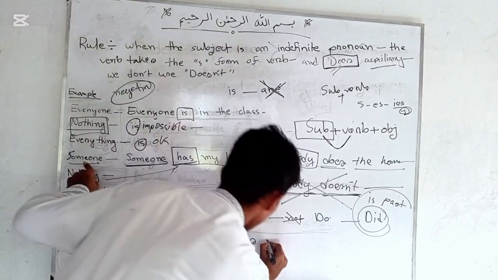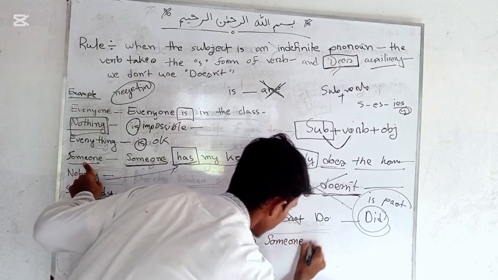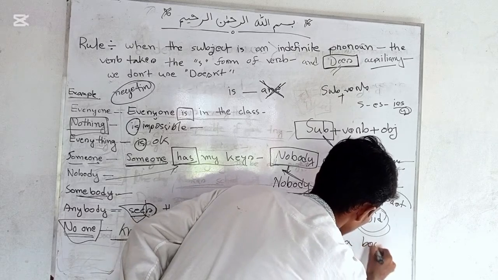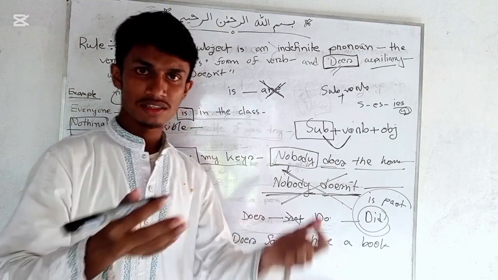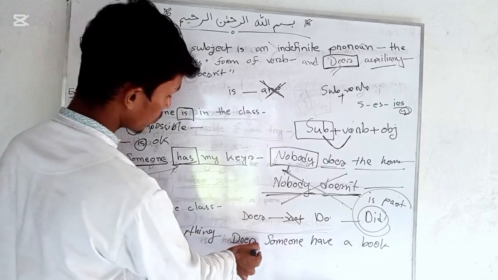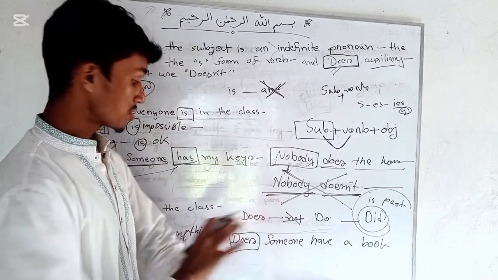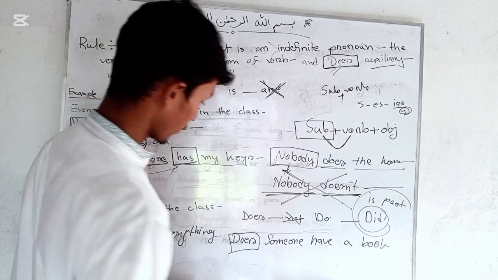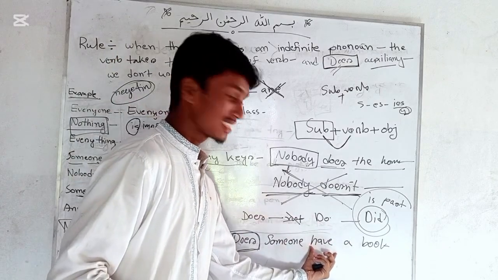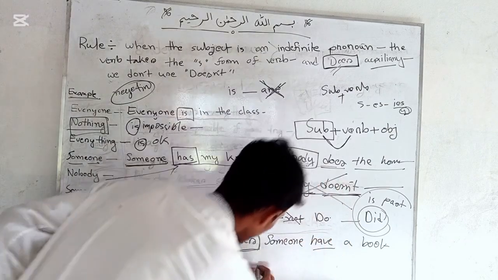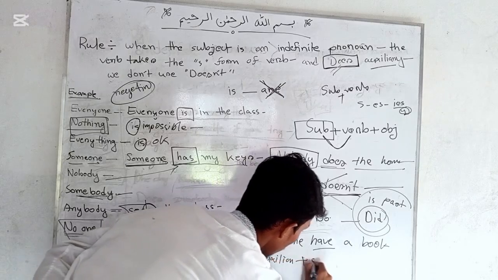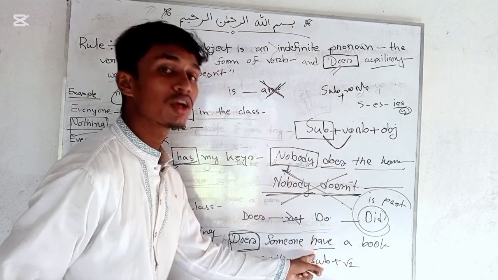For example, does someone have a book? Does someone have a book? Here we don't use "do someone have a book," nor doesn't. We use just does someone have. It was has, changed into have. Following this rule for the interrogative: auxiliary verb plus subject and base form of the verb. It was actually has, changed into have.